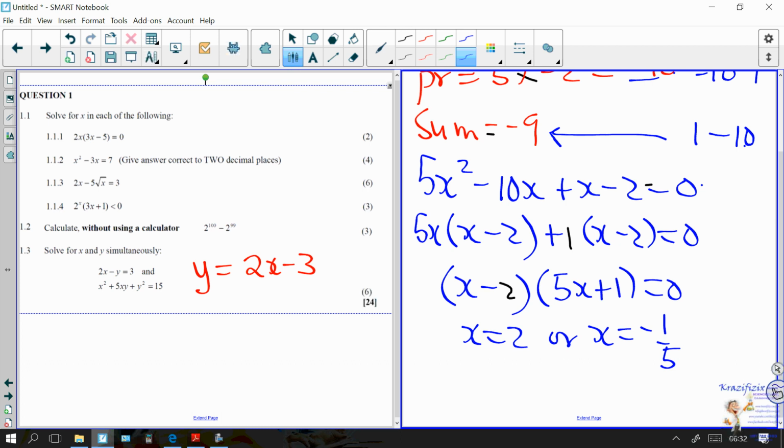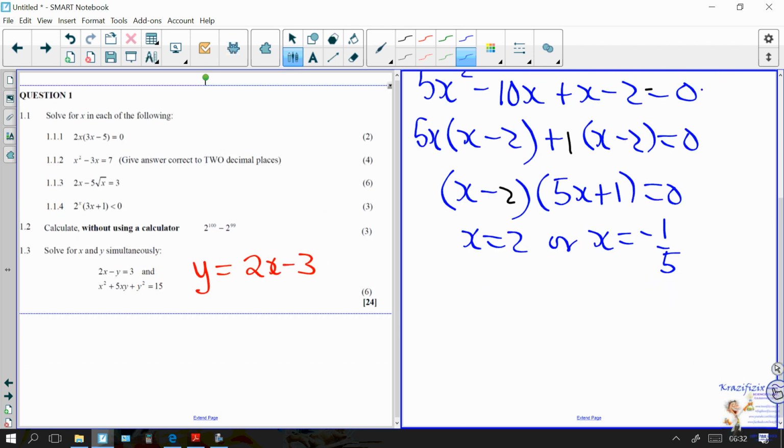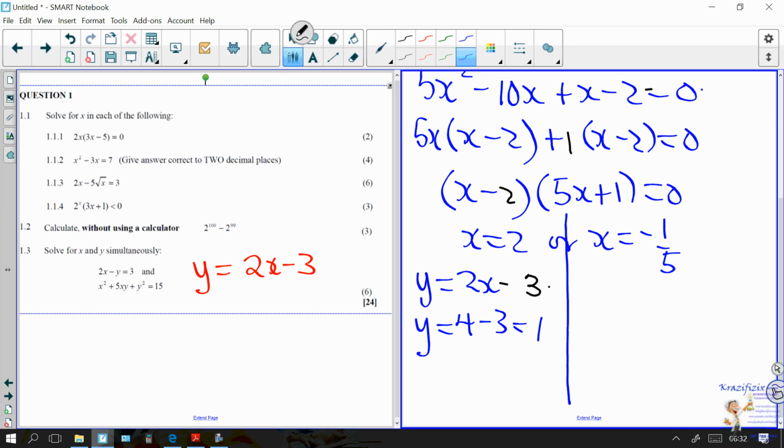So if we have those values, what do we do? We substitute back. y equals 2x minus 3. If x equals 2, what am I going to have? y equals 4 minus 3, which is equal to 1. Since y equals 2x minus 3, y will be equal to 2 times negative 1 over 5.